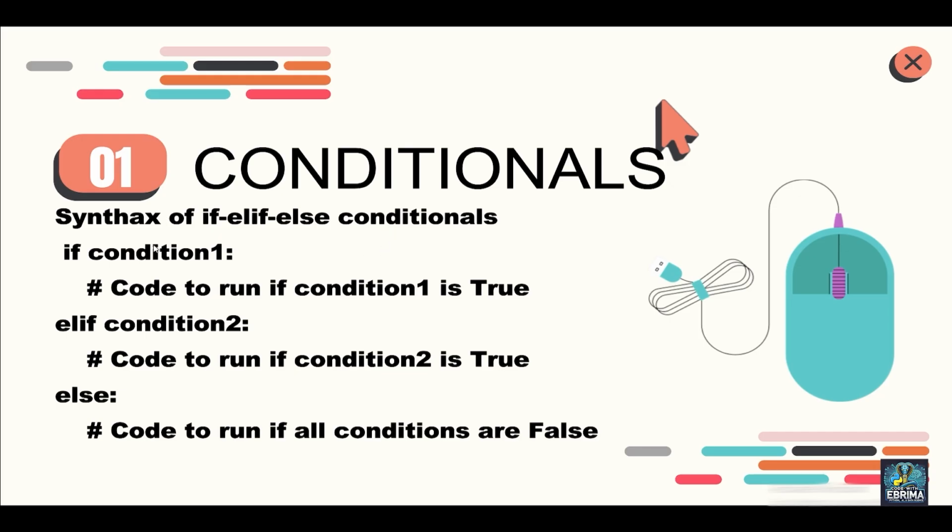The first thing is the if block, and this is mandatory. The program always starts by checking the if condition first, and if the if condition is true, the code inside the if block is going to run. Now here we have the elif block, and this is optional, and you can have as many as you need. You can add multiple elif blocks to check additional conditions.